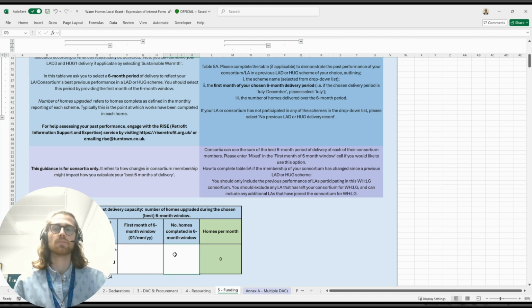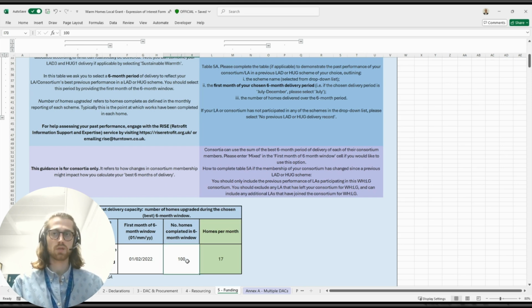Now, to explain that a bit more, what we're looking for is your best previous performance in a 6-month period on a previous HUG or LAD scheme. So if I, for example, look at 1st of February 22 and then plug in 100 homes, so across that 6-month period I delivered 100 homes, then I would have an average of 17 and a bit homes per month.